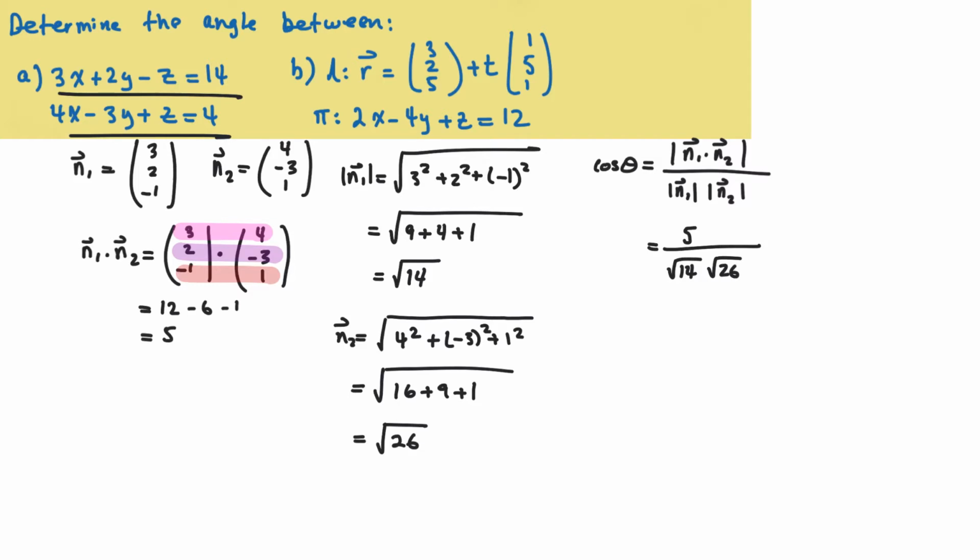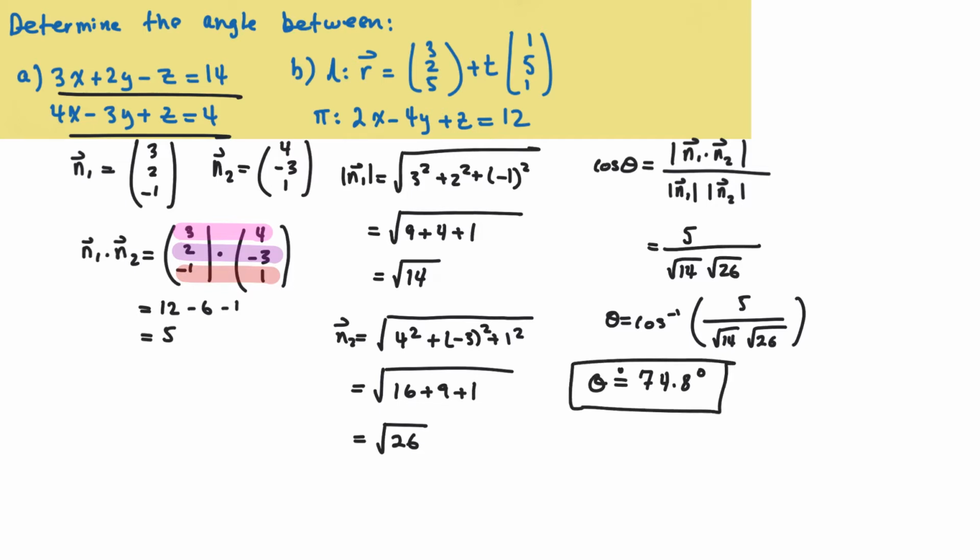So now theta is going to be the cosine inverse of 5 over root 14 times root 26. We can multiply these out, or we can just write it as is. Once we put that on our calculator, we will get that the acute angle between these planes is approximately 74.8 degrees in 3 significant figures, and that is our final answer here.